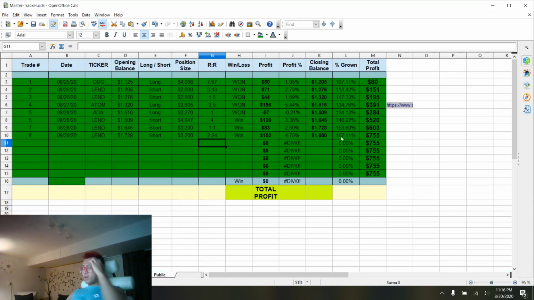So pretty good so far, right, guys? 167%, $755, going from 1128 to 1180. That's literally in only 3 days of trading, or 5 days of trading, sorry.